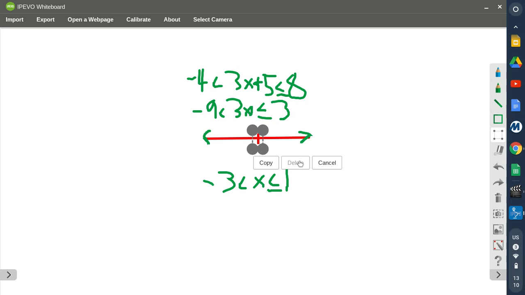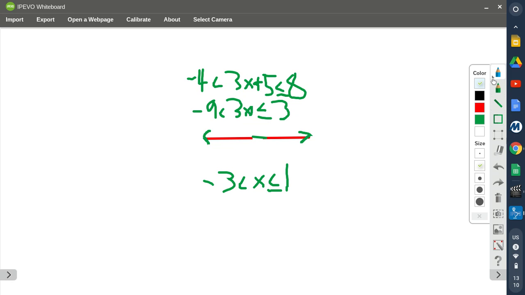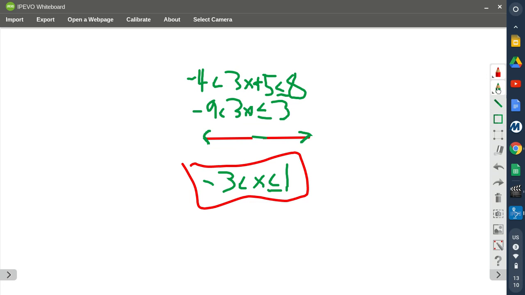Let me get rid of that and replace it like that. There we go, good enough. So you solved your inequality now, and you are left with, we'll go red, this. So that's your solved inequality.